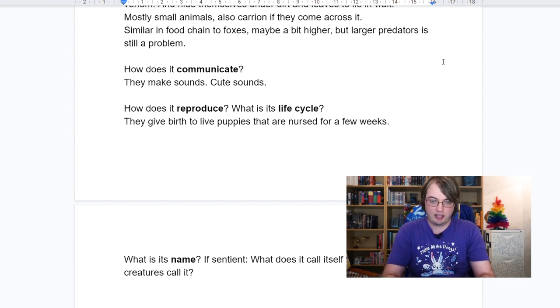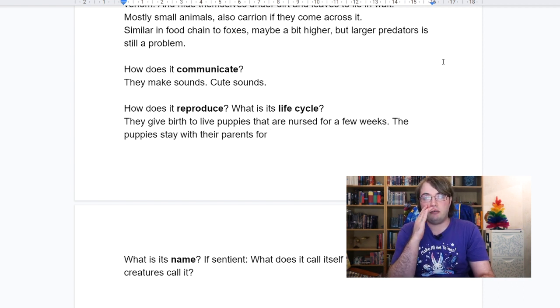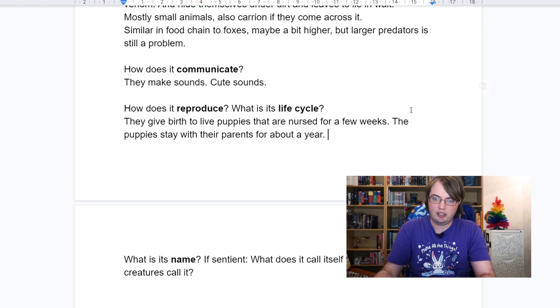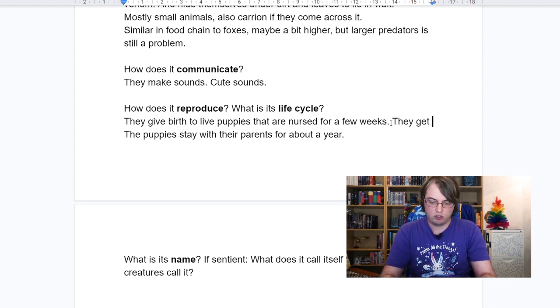And I'm going to say that the puppies stay with their parents for, I don't know, how about they stay with their parents for about a year until their younger siblings are born? Because why not? And then they go out and find their own territories and their own mates. And how many puppies do they get? They get two to five puppies.